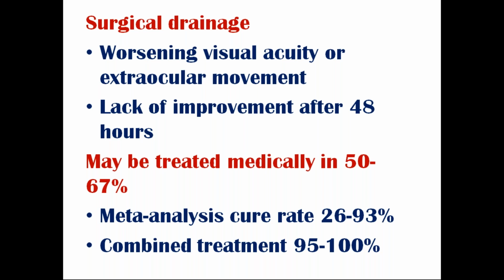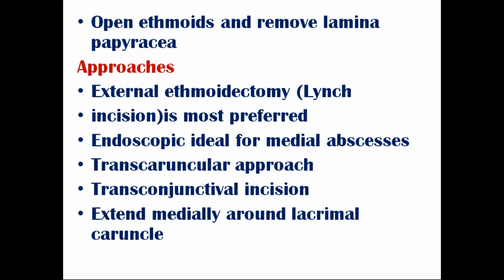We have to go for surgical drainage in these cases. What are the indications for surgical drainage? Decreased visual acuity or decreased extraocular movements, and any lack of improvement after 48 hours of medical therapy. It may be treated medically in 50 to 67% of the cases. The surgery is to open the ethmoids and remove the lamina papyracea. We have to keep the periosteum or the periorbita intact, and only remove the lamina papyracea so that the pus will drain into the nasal cavity.